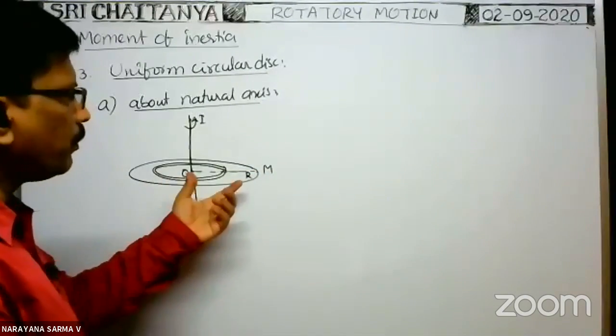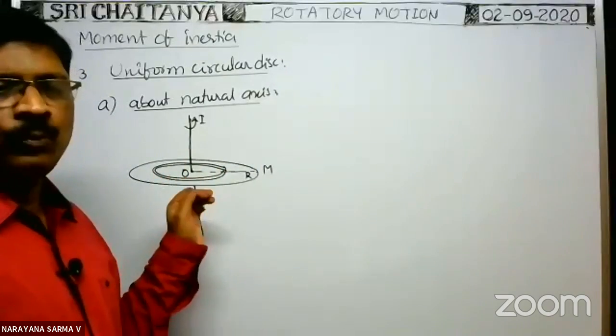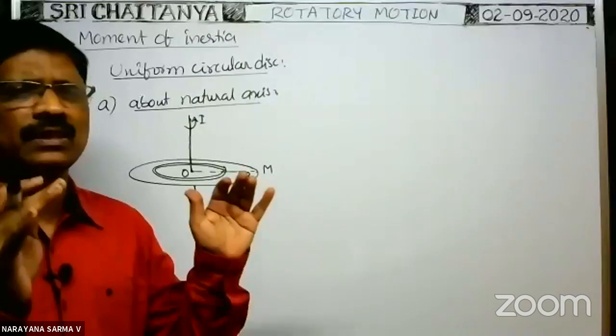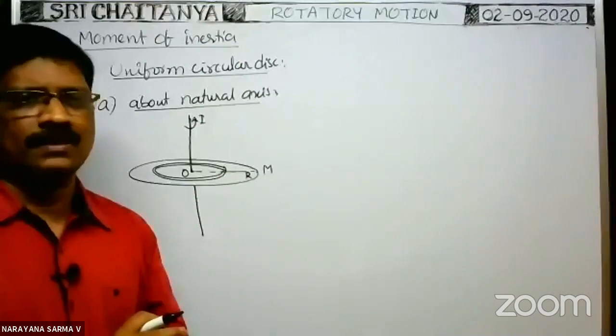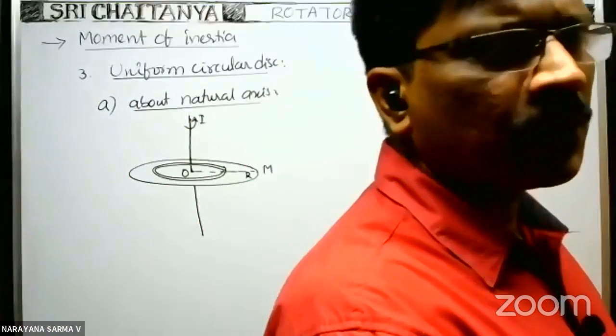Imagining from the center to the periphery, that is up to the edge, as a number of rings, we can imagine the circular disk as the composition of a number of circular rings with concentric centers.